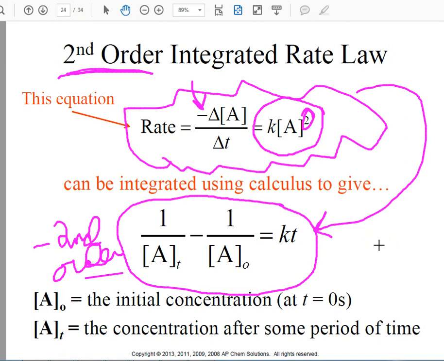The variables are the exact same as they were in the first order integrated rate law. We have our concentration at some time, our concentration at the beginning, our rate constant, and our time. And then the only thing that's different is instead of natural log, we have the inverse of these values. And also there's no negative sign in front of our k. So you'll notice here that our slope, if we're thinking about this in terms of y equals mx plus b, is going to be positive.